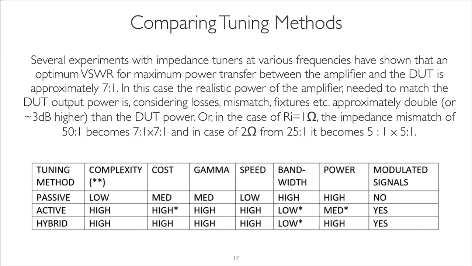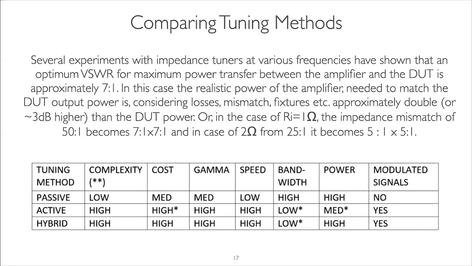So obviously you can't cover the entire Smith chart. Speed is relatively low compared to active, because you're mechanically moving the tuner and moving the probe inside the tuner. So that takes time to actually move the tuner physically. In terms of power, yes, the passive tuners are hard to beat because they can support low and high power. Modulated, we'll get into that, but theoretically they do not support modulated signals, okay?